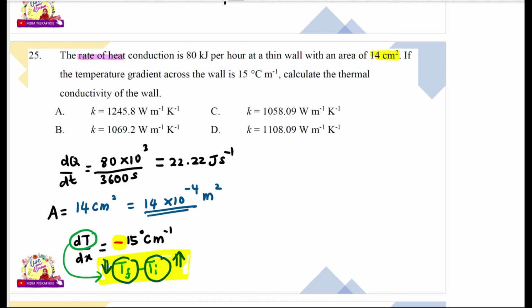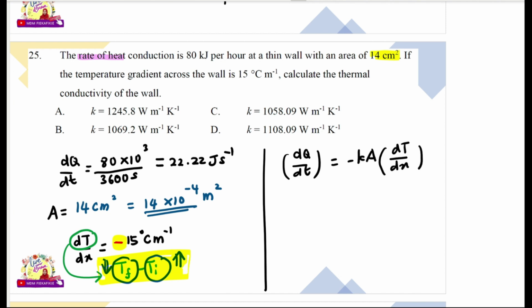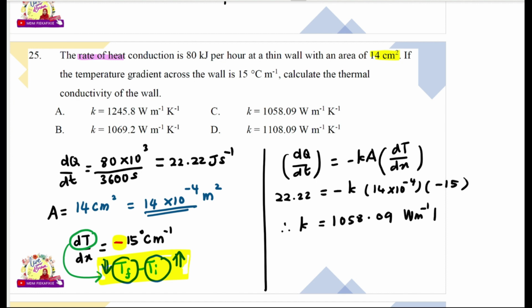So sekarang kita nak kira apa? Soalan minta kita calculate the thermal conductivity, which is K. Alright. So general equation dQ over dt is equal to negative K A dT over dx. Okay. So daripada sini kita boleh kira K lah. 22.22 negative K. So A is 14 times 10 power of negative 4. Lagi. dT dx is negative 15. Therefore, K you akan dapat 1058.09 watt per meter per Kelvin. Okay, so the answer is C.